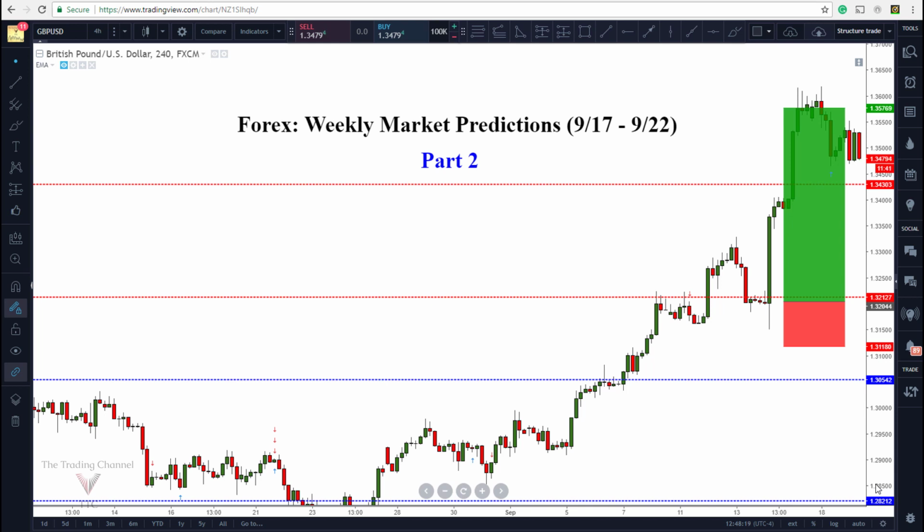In this video, we'll be taking a look at the pound dollar, the dollar yen, and the dollar Swiss, and we'll be discussing the key levels of structure that we're looking at for trading opportunities on each of these pairs and what we're expecting next out of them.